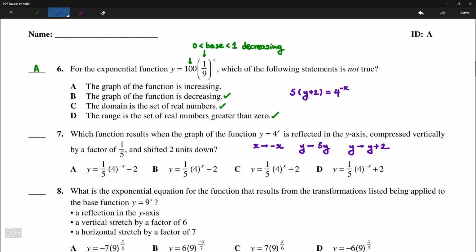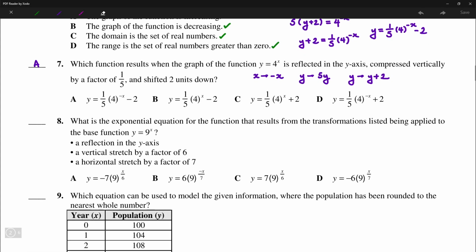Now we are going to rearrange everything to make it look more like one of the 4 choices. So we have y plus 2 is equal to 1 over 5, and then 4 to the negative x. And then to finish the question, we simply move the 2 to the right-hand side. So y equals 1 over 5 for the vertical compression, and then 4, the base, to the negative x because of the reflection, and then minus 2 because the whole graph is shifted down 2 spaces. So looking at our choices, the choice is A. Number 8.